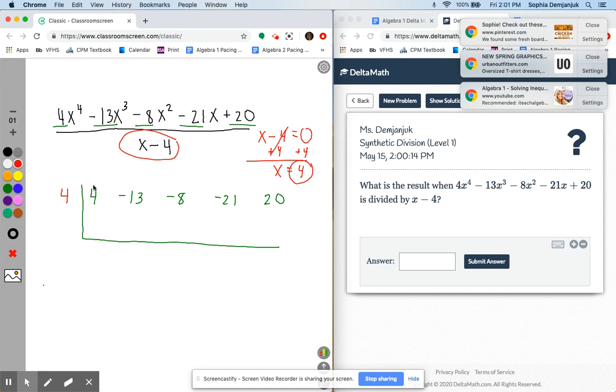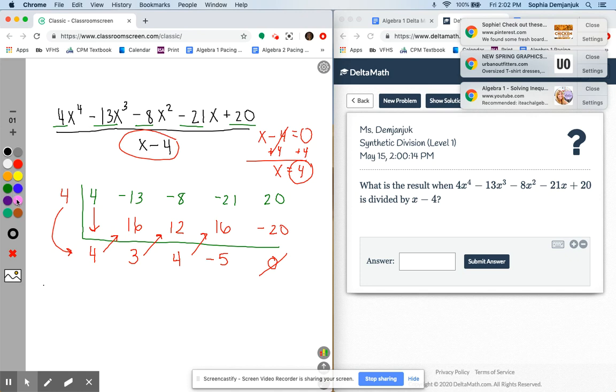So I'm going to start this out by taking this first 4 and bringing it down, which is just 4. Whatever turns into this bottom row, I need to multiply it by this left number 4. So 4 times 4 gives me 16. Negative 13 plus 16 gives me positive 3. That's in the bottom row, so 4 times 3 gives me 12. Negative 8 plus 12 gives me 4. 4 times 4 gives me 16. Negative 21 plus 16 gives me negative 5, because the negative 21 is bigger than 16. And then 4 times negative 5 gives me negative 20, for my remainder of 0.